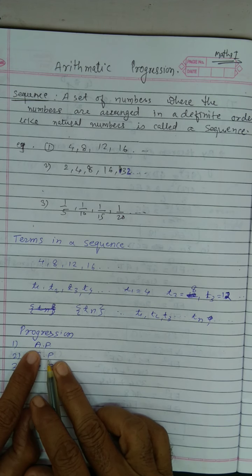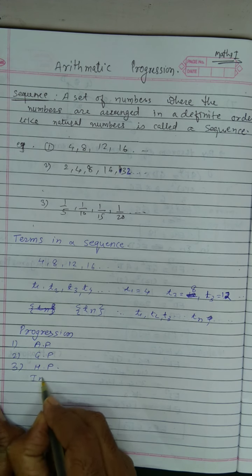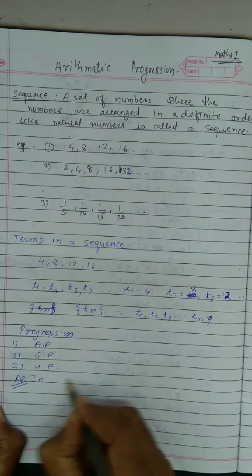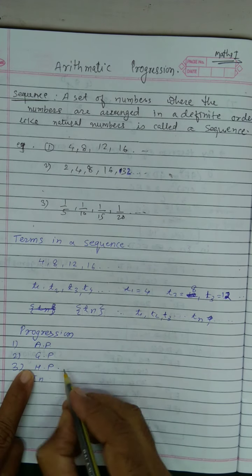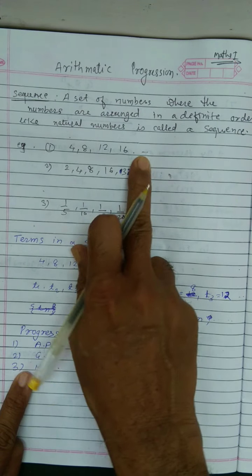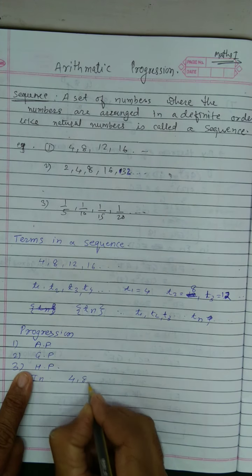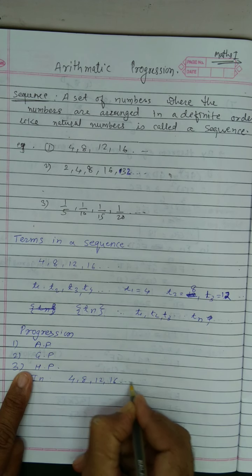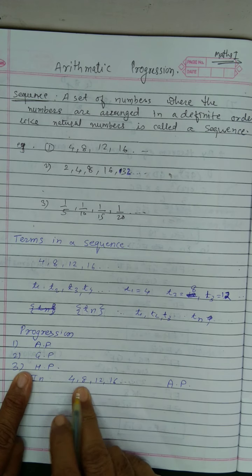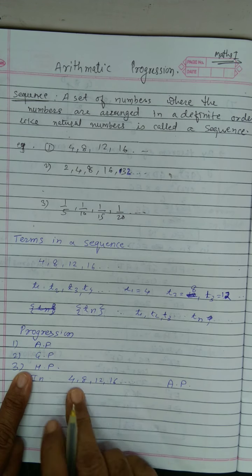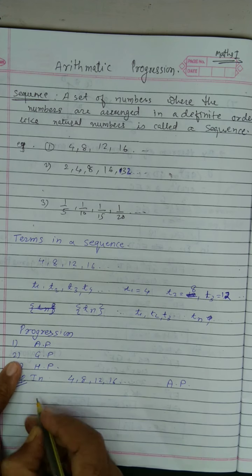In arithmetic progression, the first progression, AP, the difference between two consecutive terms is the same. That means the first example 4, 8, 12, 16, dash dash dash, this is an AP. Here the difference between two consecutive terms is 4 and hence it is called an AP. Okay, now what is the GP?